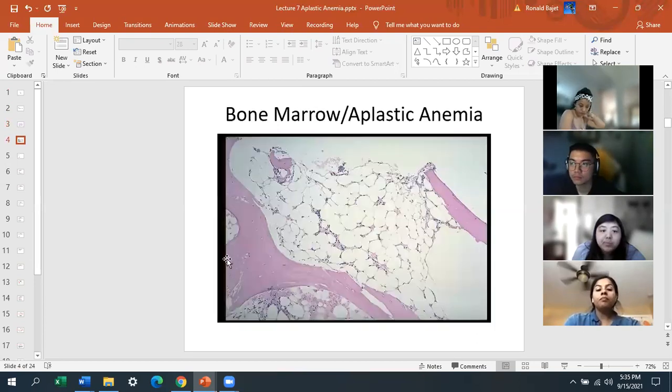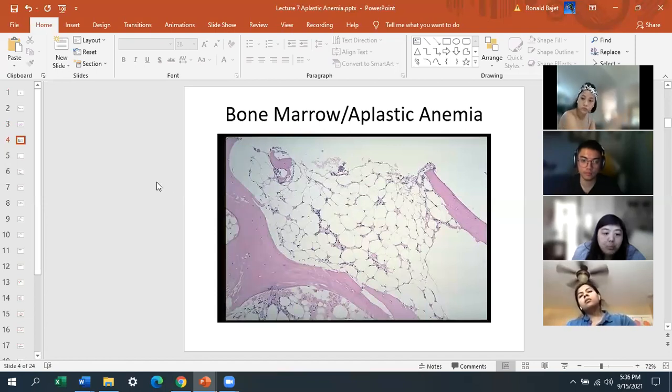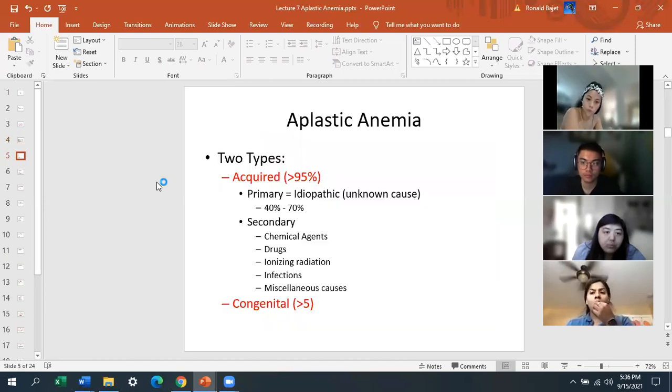In aplastic anemia, look at all the space there. There's not too much erythroid or myeloid cells present. There's a lot of white space or empty space there. So that's the hypocellular activity of the bone marrow. So this is what bone marrow looks like for aplastic anemia. It's very hypocellular.